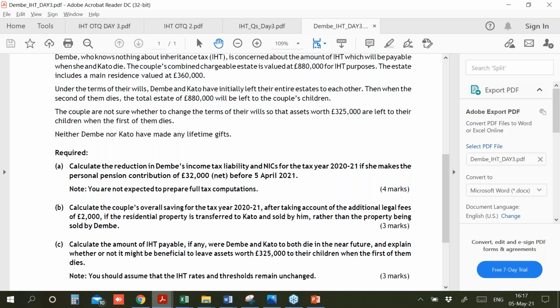Now, let's read the question and relate our understanding to the scenario.